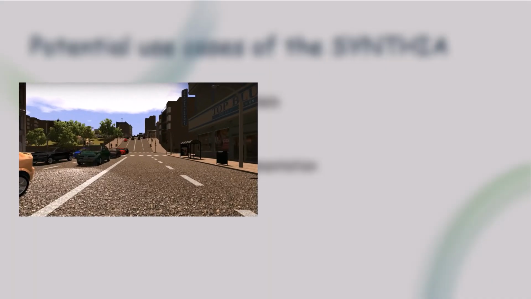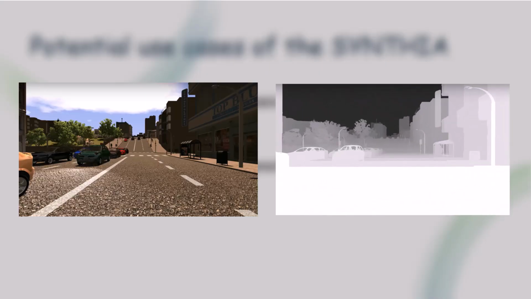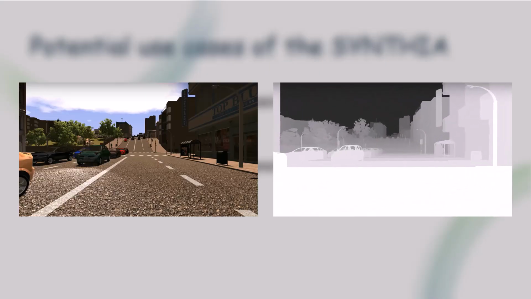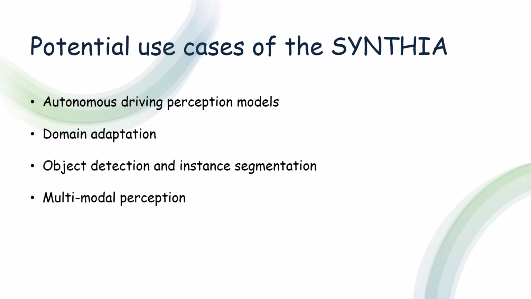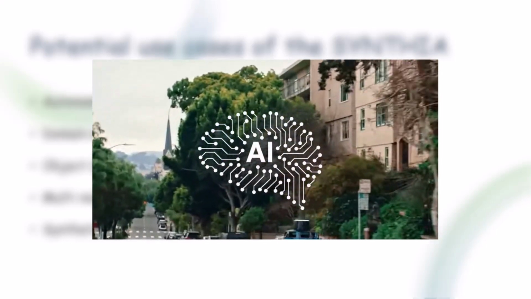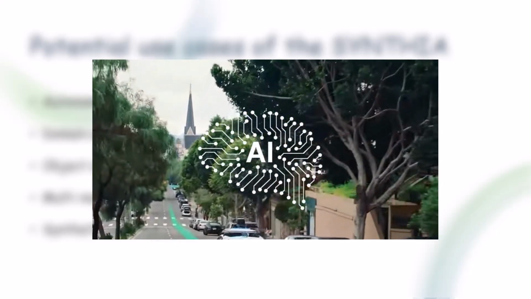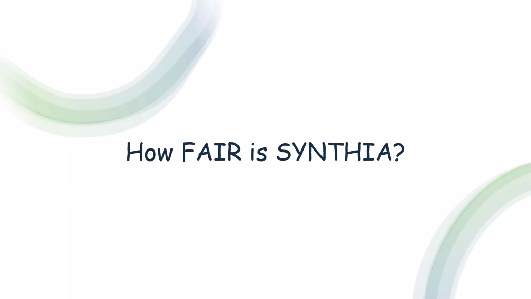Next, SYNTHIA is great for multi-modal perception. Alongside RGB images, it provides depth maps, making it ideal for 3D scene understanding or depth estimation, critical for robots and autonomous vehicles. Lastly, it's used in synthetic data research to test how well models trained on synthetic data perform in real-world settings. In summary, SYNTHIA is a powerful resource for developing and testing vision systems in fields like self-driving, robotics, and AI.